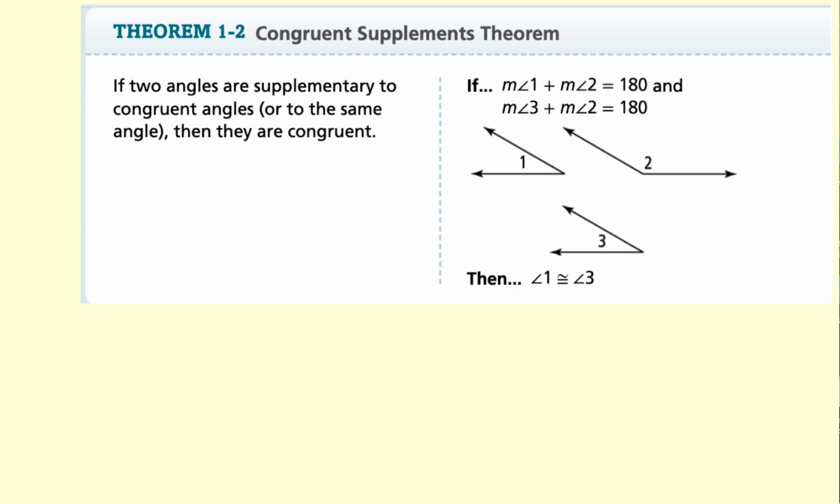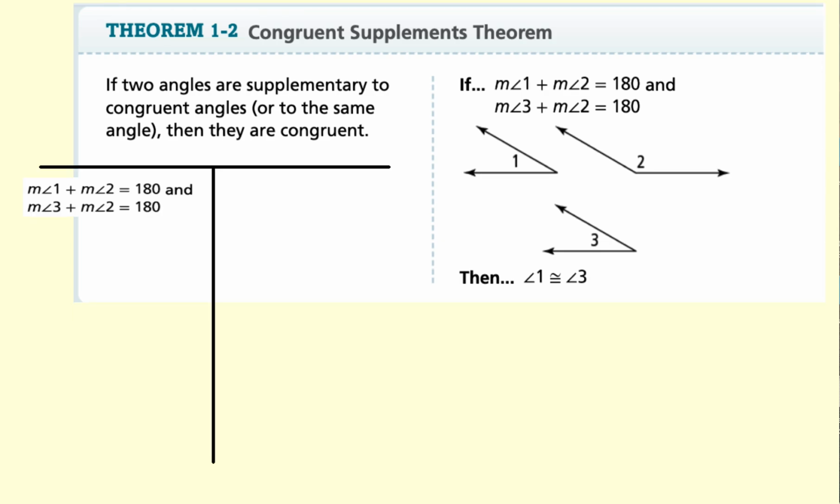This is our first theorem. It's called the congruent supplements theorem. It says if two angles are supplementary to congruent angles or the same angle, then they are congruent. Let's go ahead and go through the 2-column process.